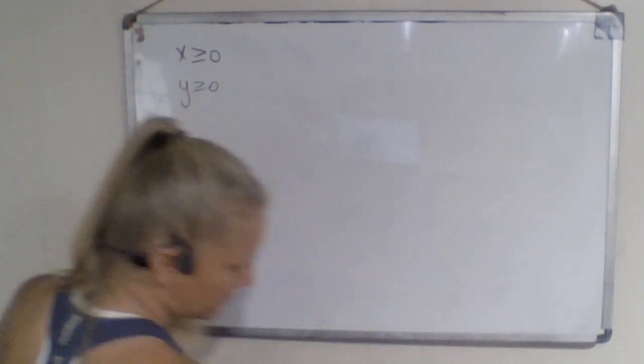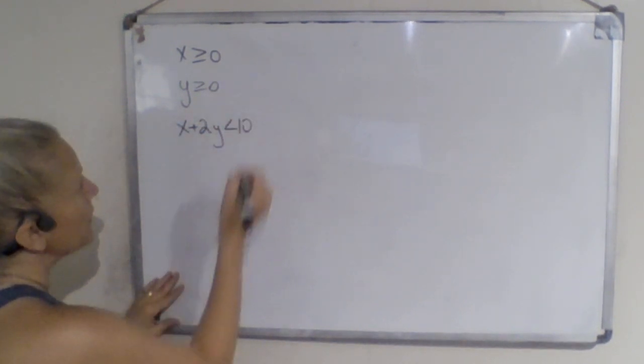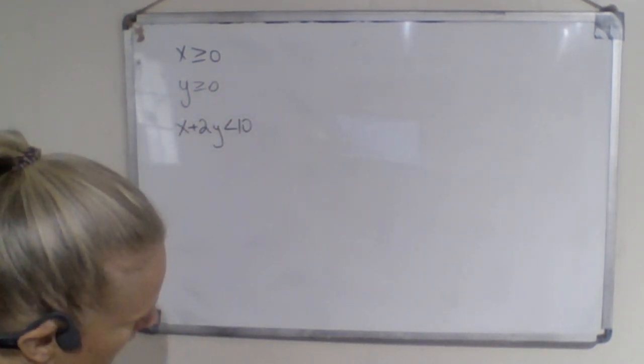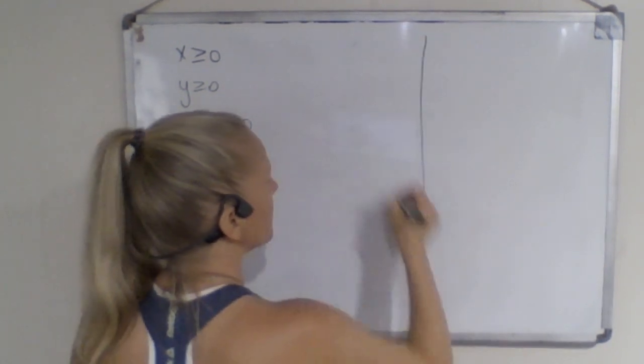And then x plus 2y is less than or equal to 10. And I'm going to add one more just because I can. I'm going to just leave it here, and then we'll do another example.